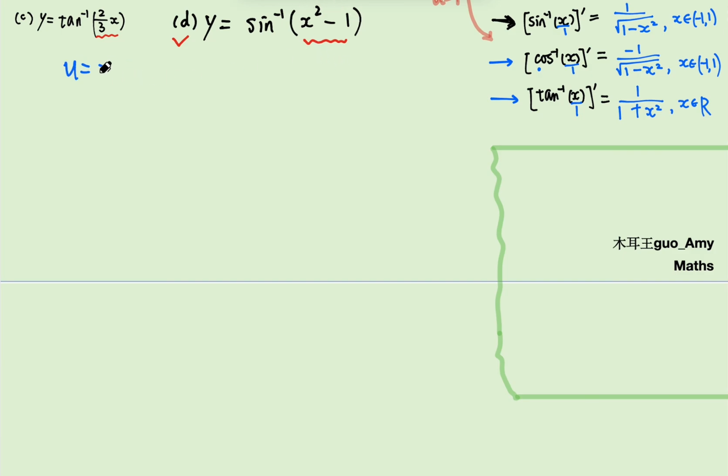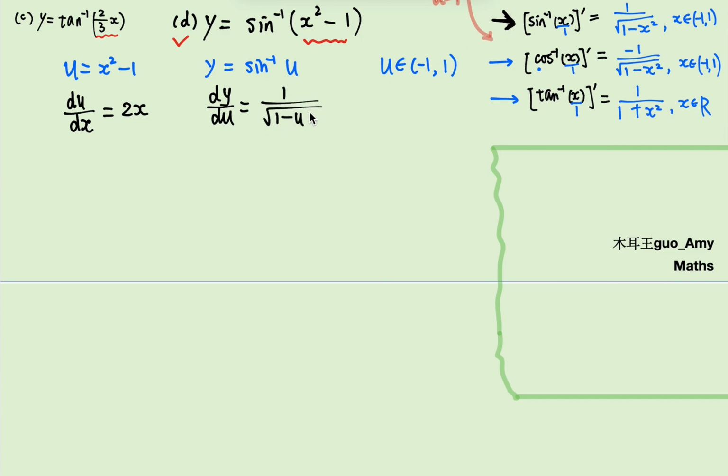Let u be the inner function x squared minus 1. The outer function is inverse sine u, and u must be between -1 and +1, and the endpoints are not included. To get the derivative of each function, du/dx is equal to 2x, and dy/du, by using the first formula here, is equal to 1 over root 1 minus u squared. By the chain rule, we will have dy/dx equals dy/du times du/dx.